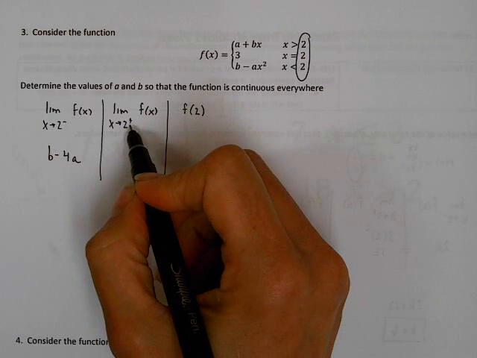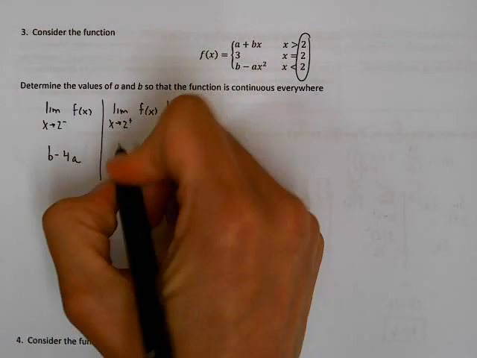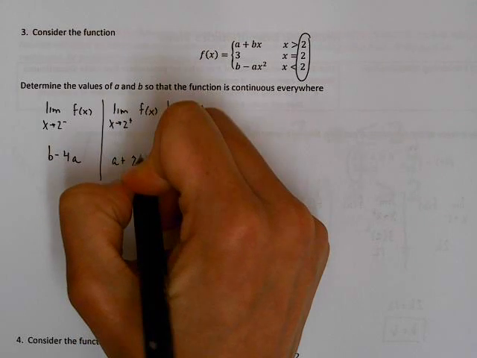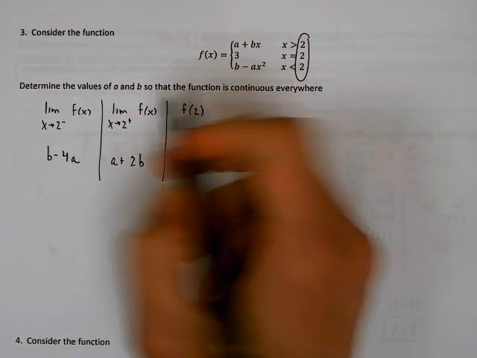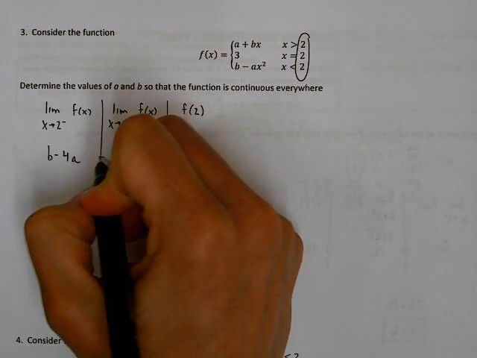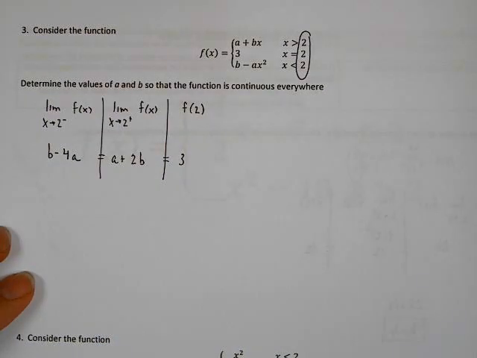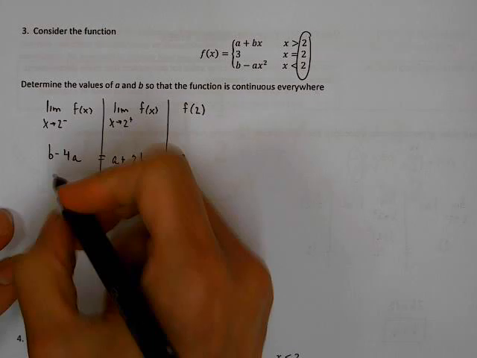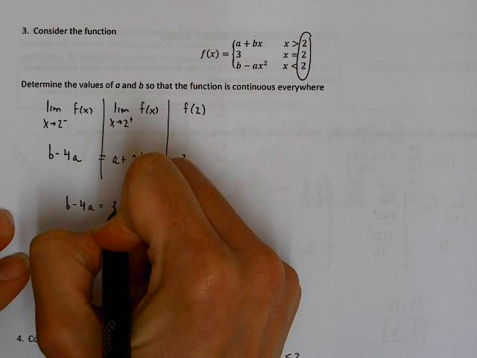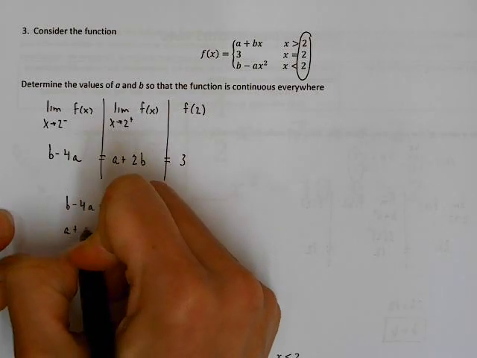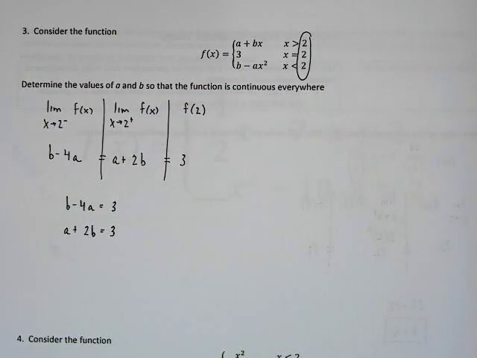As I approach 2 from the right, that's up here. Again, my x is going to be 2, so I have a plus 2b. And then my function value when x is 2 is 3. And so these things all have to be equal. So what I get from this is a system of equations. So I have b minus 4a equals 3, and I have a plus 2b is equal to 3. And I need to solve the system.